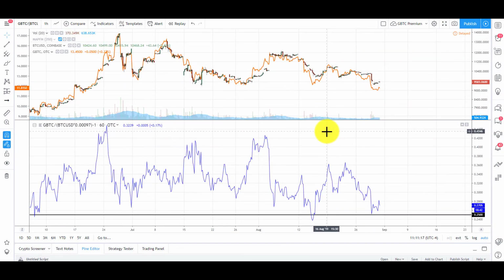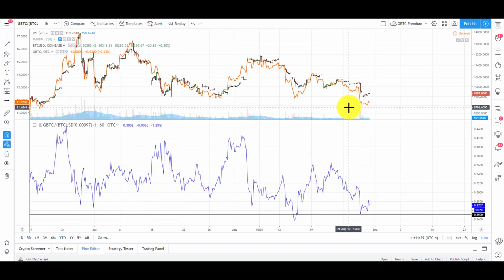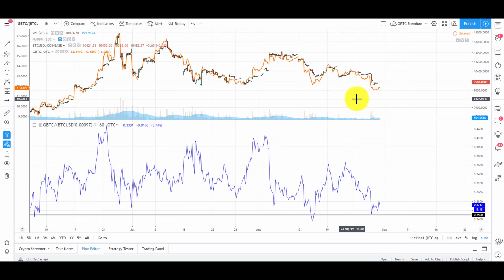All right, moving to GBTC. Now, we've talked about this in the past. If you're not familiar with it, GBTC is a fund. Now, this trades on regular stock exchanges, right? So if you have an Ameritrade account or E-Trade account or Schwab, any of those online stock brokerage accounts, you can buy GBTC and expose your traditional portfolios to Bitcoin without having to get into Bitcoin futures and things like that. One share represents 0.00097 of BTC.